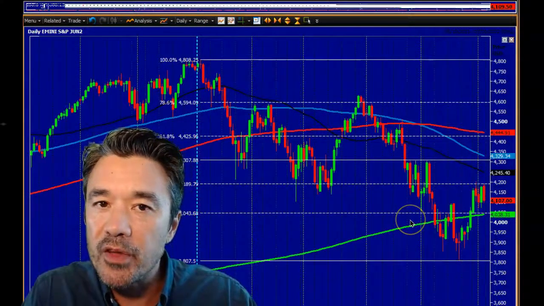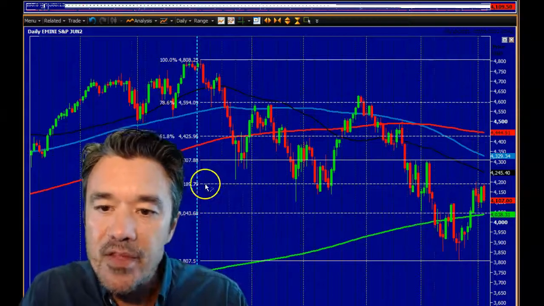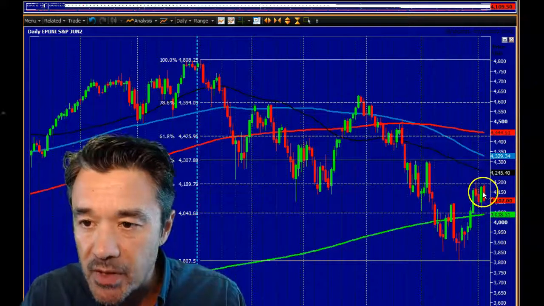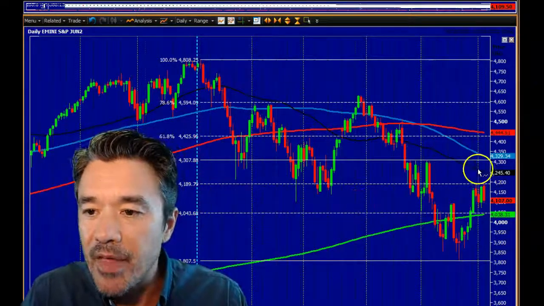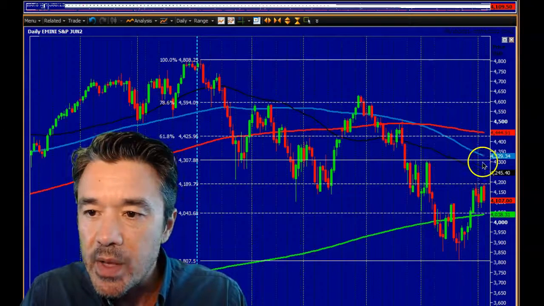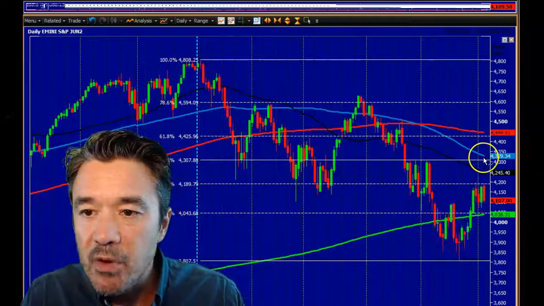But don't forget the 100-week moving average proved to be the better support this week. This is why 4,190, 4,200 is a resistance level. If we start breaking up above there, we're going to hit the 50-day moving average, which is around 4,245, and I think we can get up to the 50% fib, which is at 4,300. We're going to meet the 100-day moving average there.